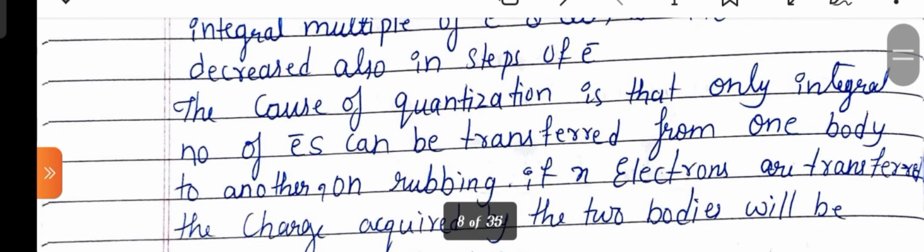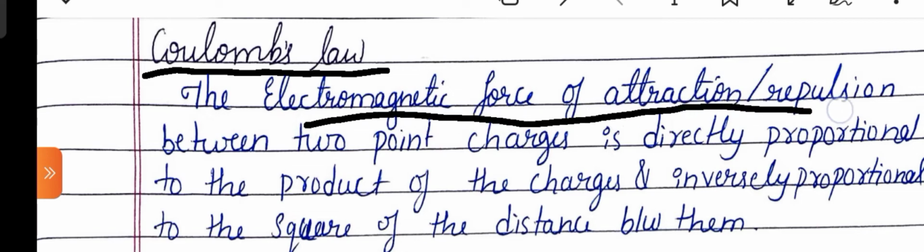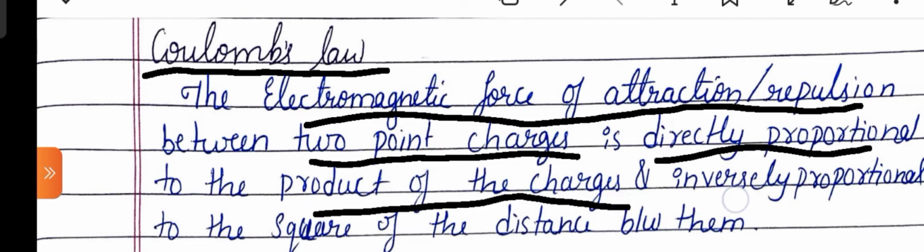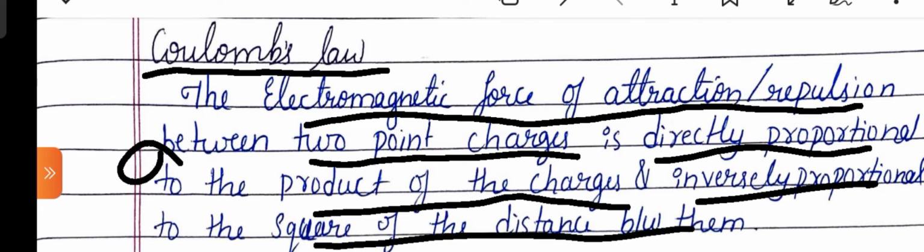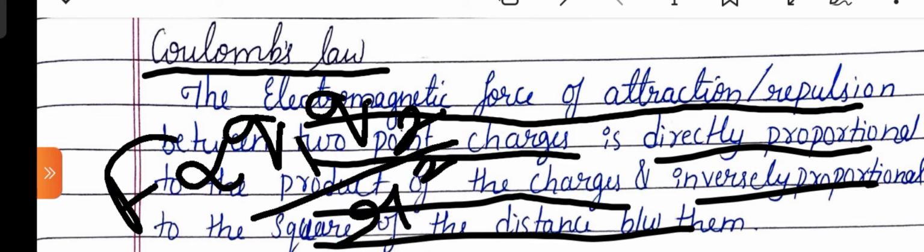The next topic is Coulomb's law, which is an important law that we are going to deal with in this chapter, and we use it for many derivations. It states that the electromagnetic force of attraction or repulsion between two point charges is directly proportional to the product of charges and inversely proportional to the square of the distance between them. So F, the force, is directly proportional to the product of charges Q1 and Q2 and inversely proportional to the square of the distance between them.